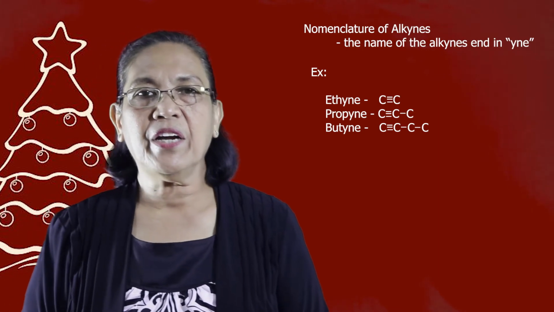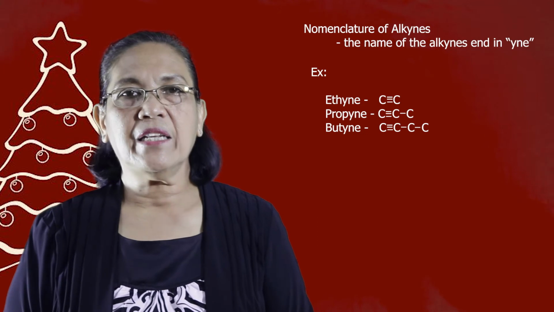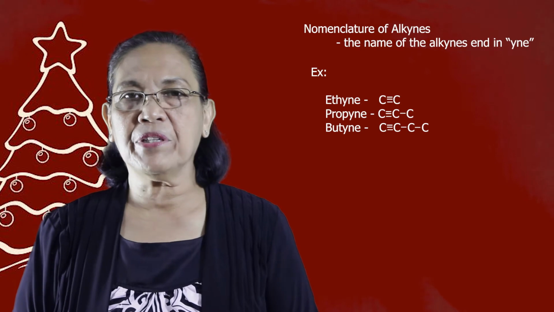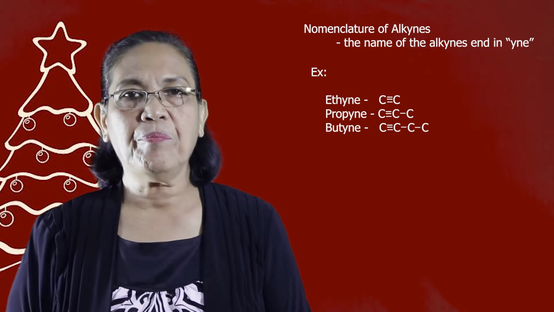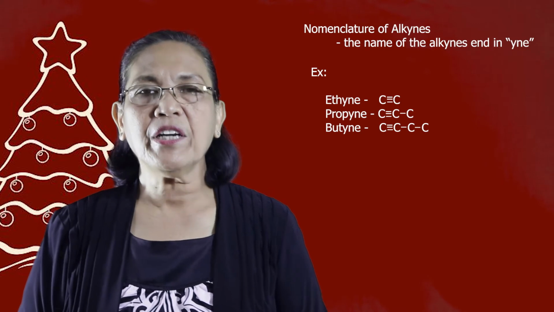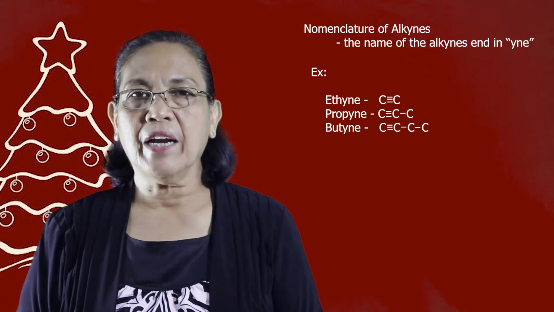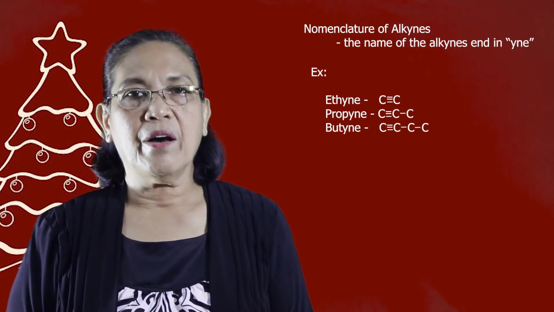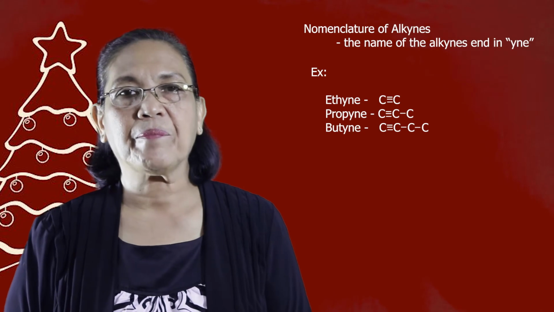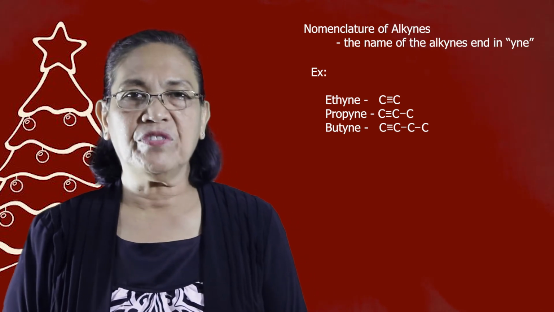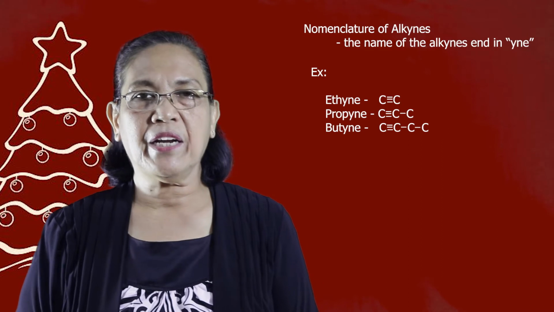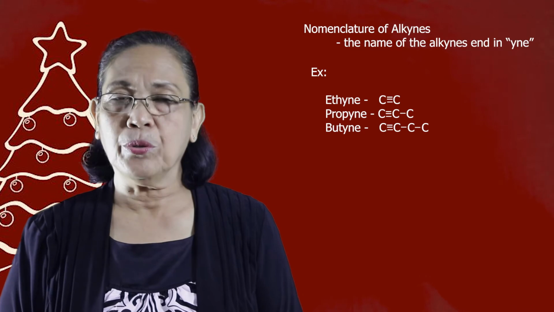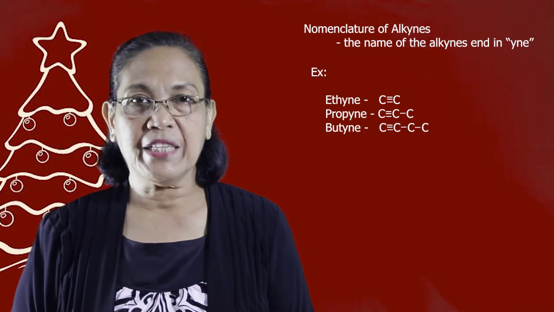Now, another one: if there are 3 carbon atoms and the triple bond is placed between carbon 1 and carbon 2, this is now called propyne. If there are 4 carbon atoms and the triple bond is placed between carbon 1 and carbon 2, then the name is 1-butyne or normal butyne. If we're going to move the triple bond between carbon 2 and carbon 3, then the name is called 2-butyne or symmetrical butyne.